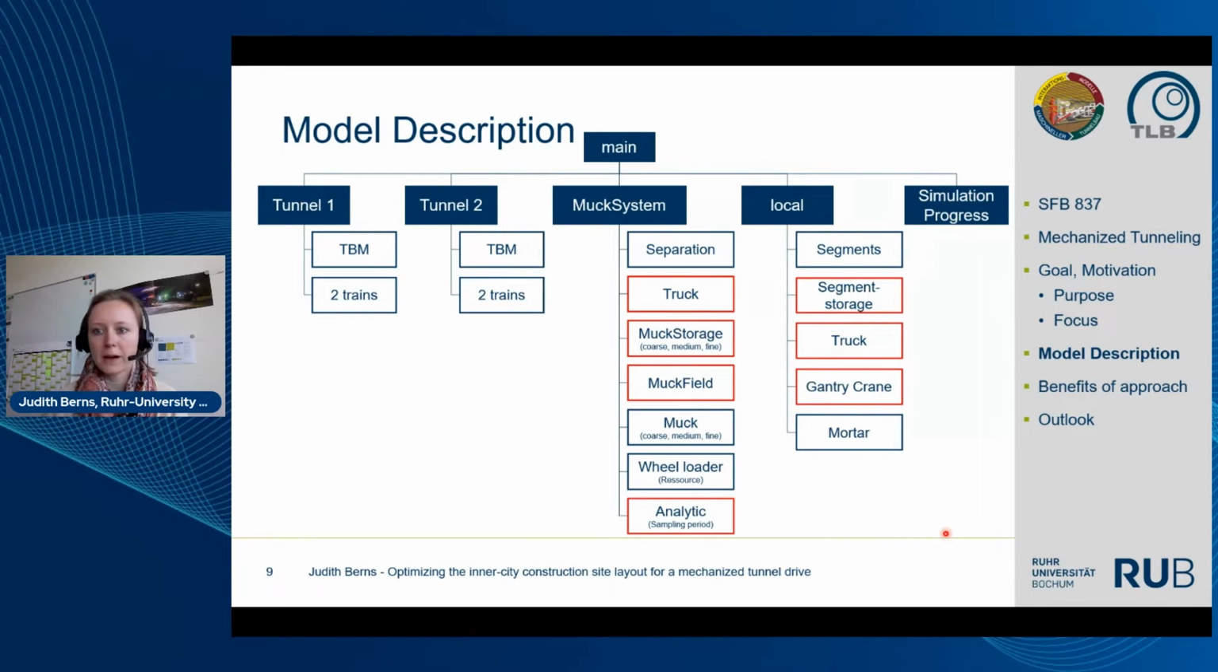So here in red, I marked the agents that have been modified slightly for each model variation. The means of transport used to dispose the MAC or to deliver the segments was varied. In the initial model, trucks were used, and in different variations, the means of transport for supply and disposal were changed to trains. In addition, the arrival times or the frequency of the arriving vehicles were varied. In other variations, the size of the segment storage and the amount of heaps in the MAX storage were varied. For those parameters, we also used the possibility in AnyLogic to analyze the model variation with sensitivity analysis.